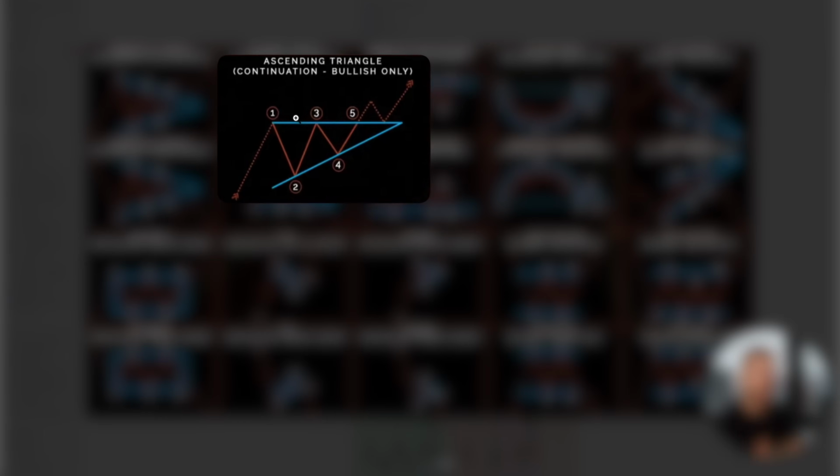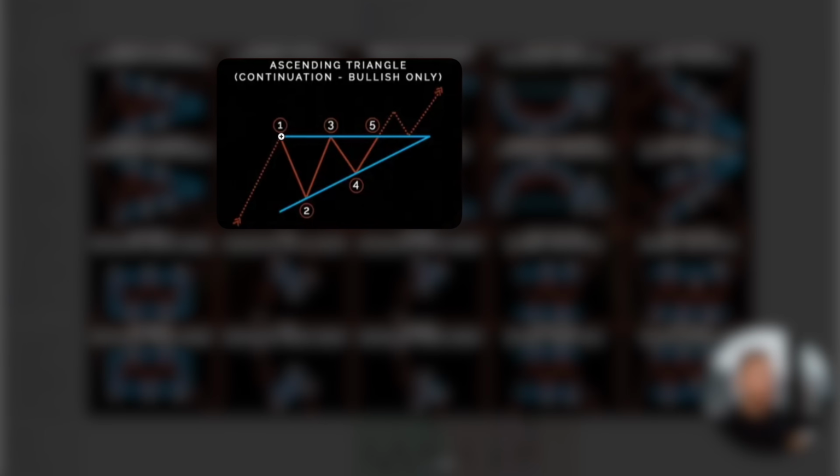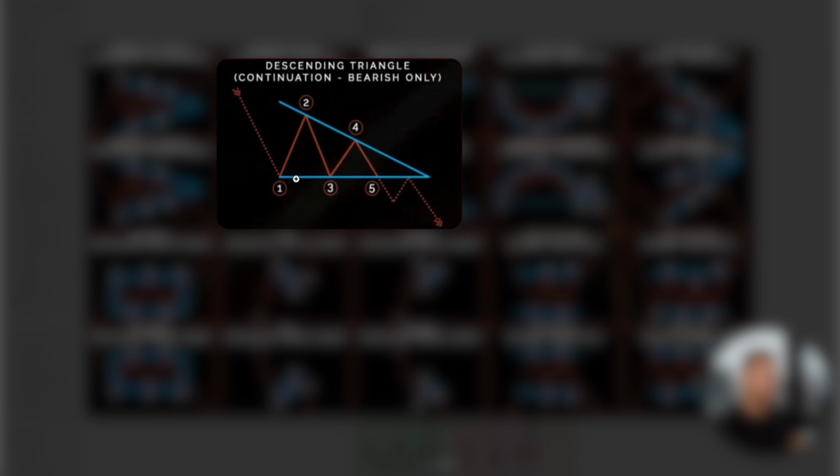In an ascending triangle situation, we have a flat level that the price can't break up through. We have price action bullish leading into it. We have higher lows each time. If we are to break above this level, we could see a continuation and a push up. Same is true with a descending triangle. We have the neckline, lower highs, a break, continuation.